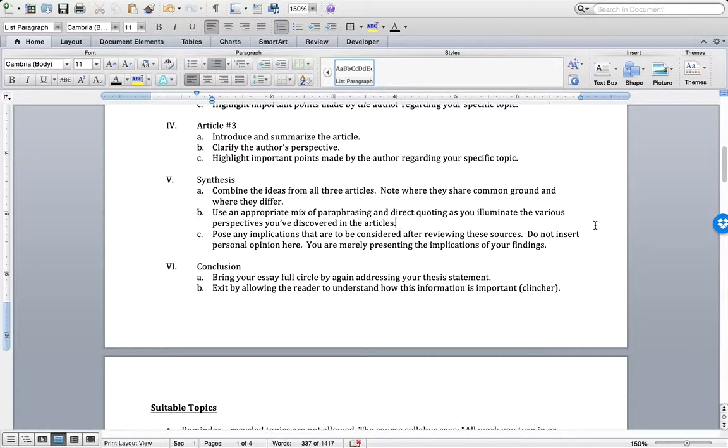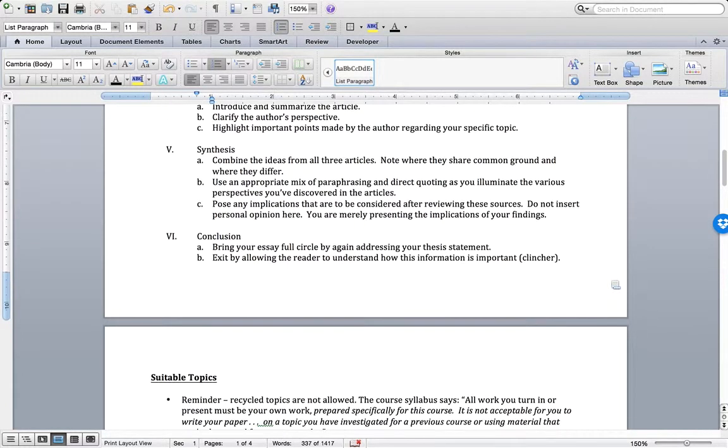Use an appropriate mix of paraphrasing and direct quoting as you illuminate the various perspectives you've discovered in the articles, and we'll continue to work on those paraphrasing and quoting skills. Pose any implications that are to be considered after reviewing these sources. In other words, why should we care? Do not insert your personal opinion here. You are merely presenting the implications of your findings. And then, in the conclusion, we'll bring the essay full circle by again addressing the thesis statement and exit by allowing the reader to understand how this information is important.